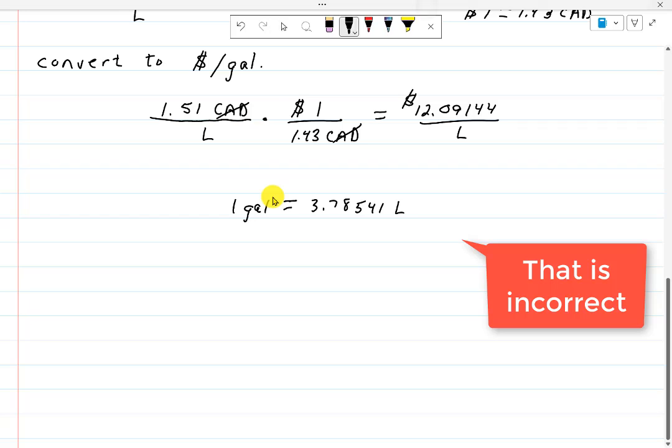So we're going to take this. Now this time I want to put the liters in the top because I want to cancel it out. So I'll put my 3.78541 liters up here, cancel them already, and down below I'll put gallons. So this will give us the American price. So this is just to multiply this out.